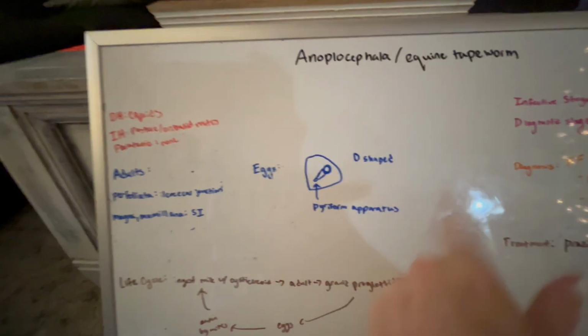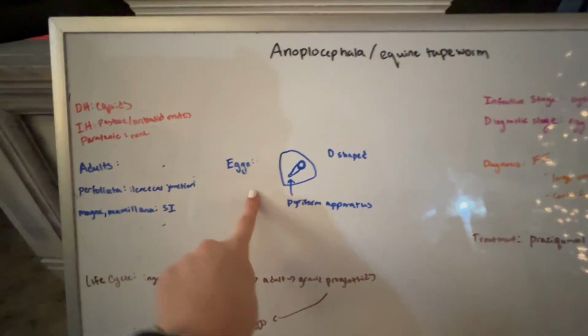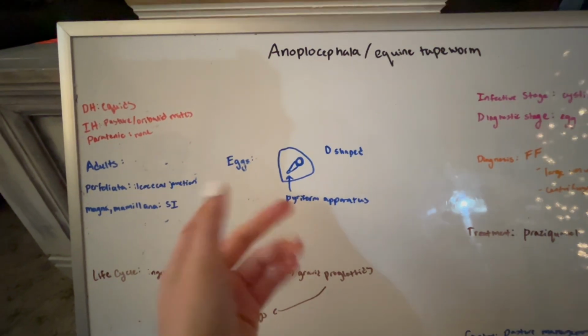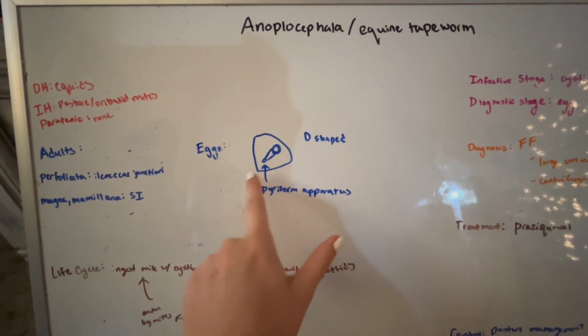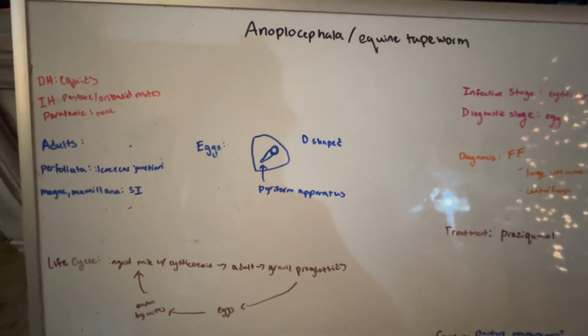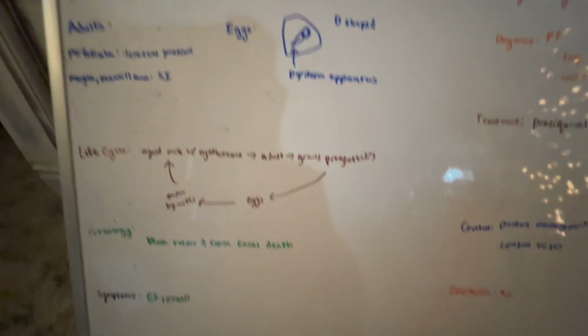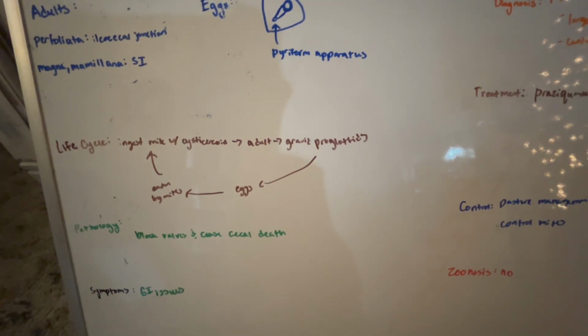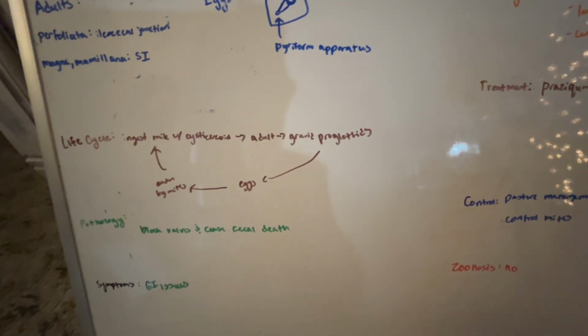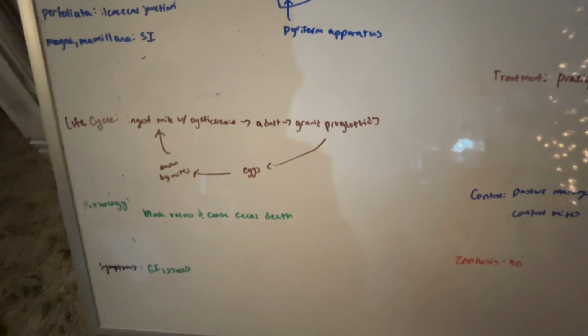But the eggs, they're kind of crystally looking, but they're going to be D-shaped. That's like your embryo, and then there's a thing called a piriform apparatus inside of it. Your life cycle: the horse ingests the mite with the cysticercoid in it. It goes to the adults. It just forms gravid proglottids, eggs into the mites, so pretty easy.